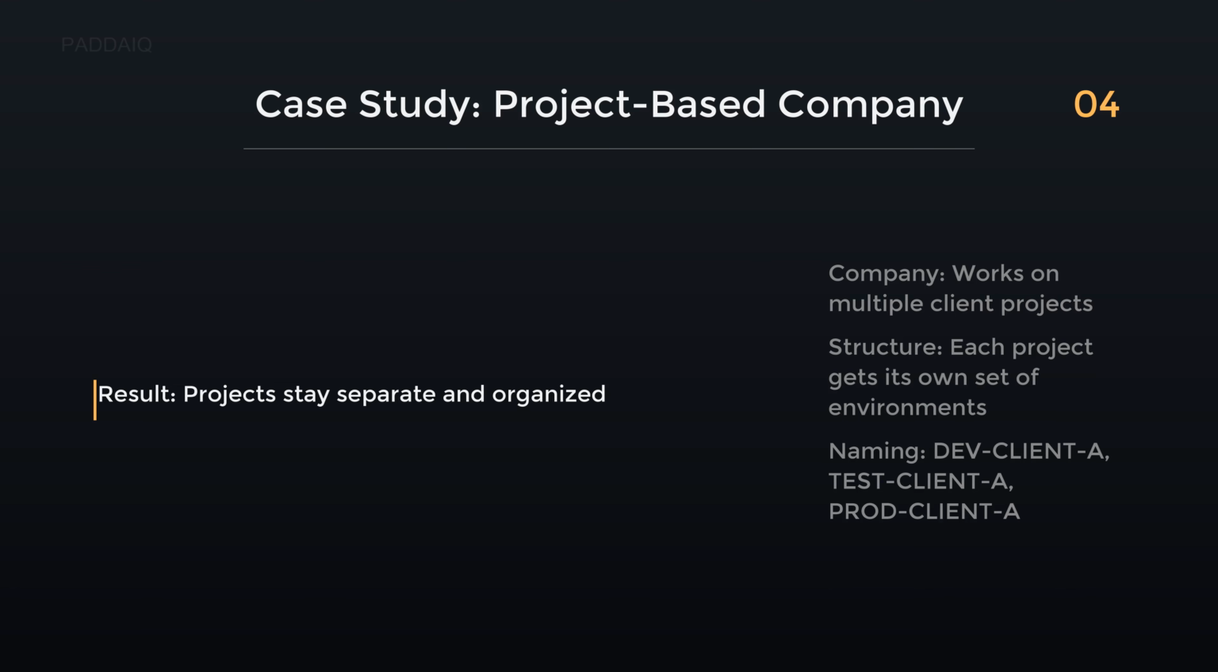Result: projects stay separate and organized. This means each project has its own isolated space, preventing data and users from mixing. For example, a construction firm can manage building a hospital and a school in parallel without overlap. This clear separation ensures every project runs smoothly and efficiently on its own.